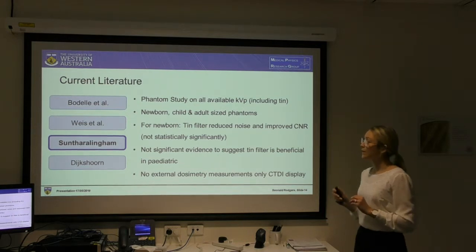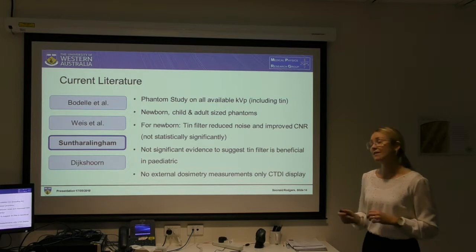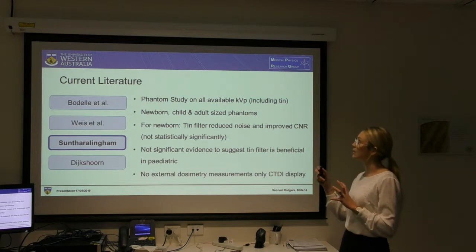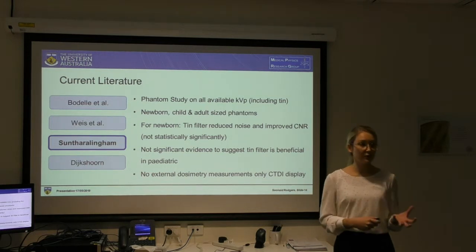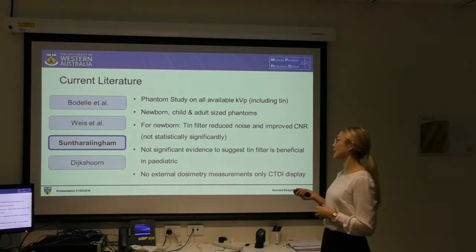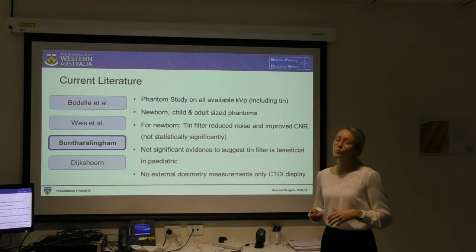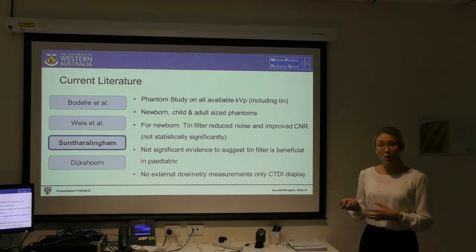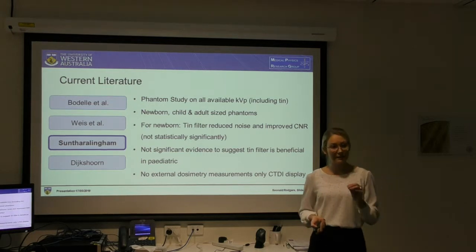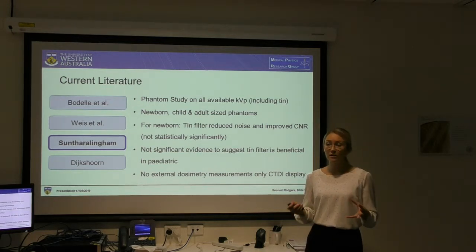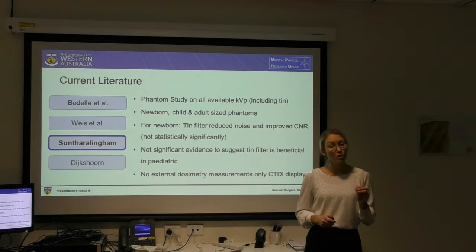However, these values were not statistically significant, and therefore this study concluded that there was not significant evidence to suggest benefits using tin filtration for paediatric chest CT. This phantom study did not perform any external dosimetry measurements, simply took the value of the CTDI that is displayed on the CT scanner, which is automatically generated by the tube voltage and the reference tube current.